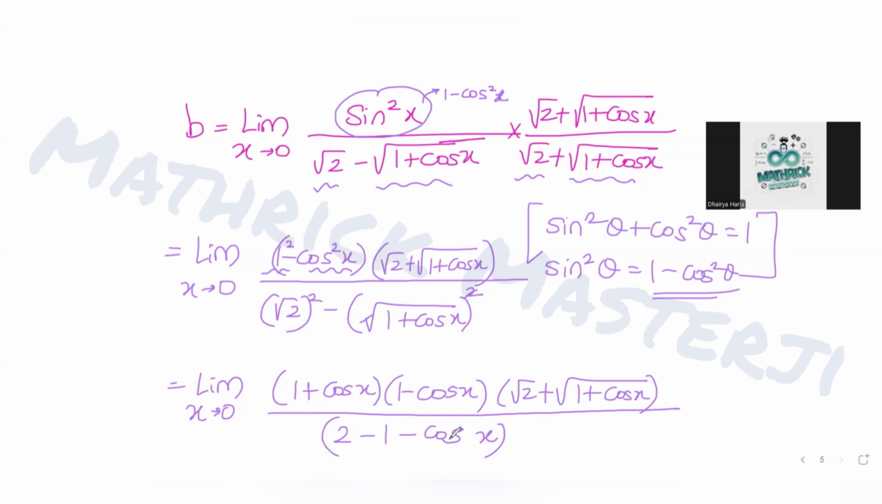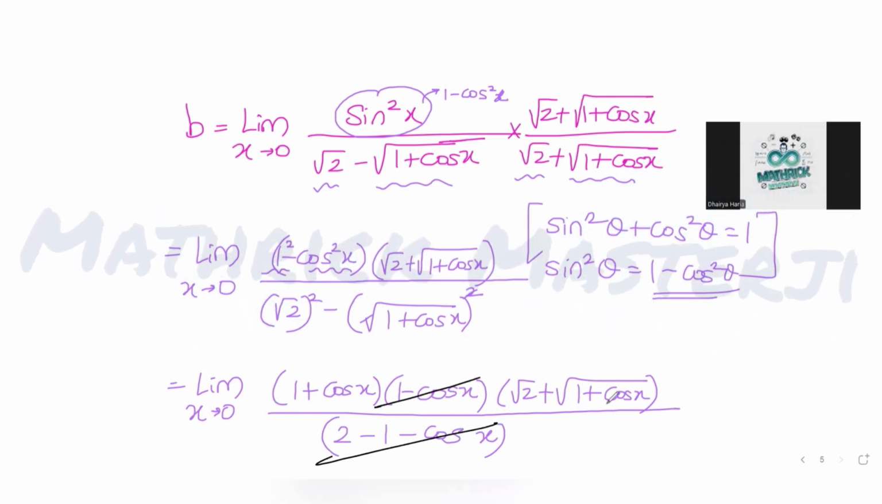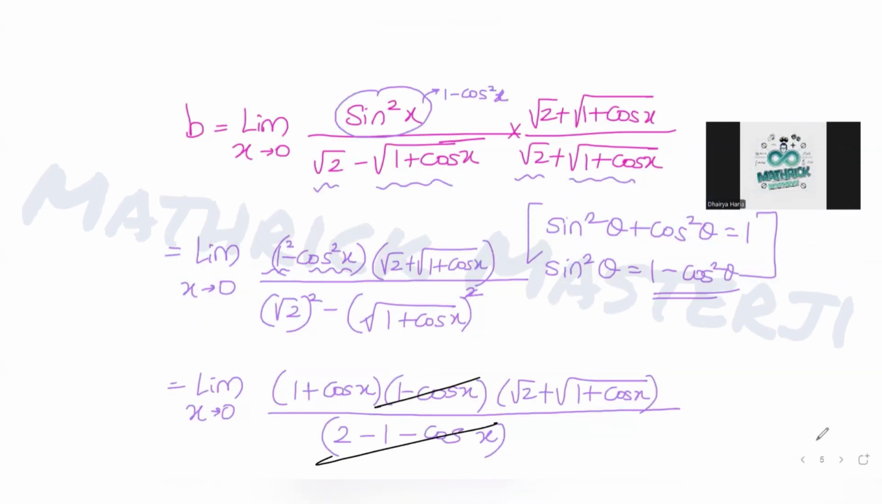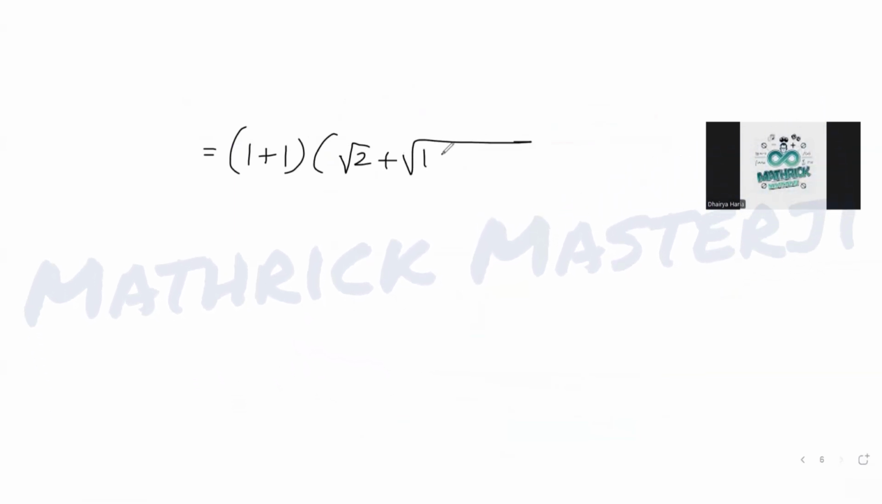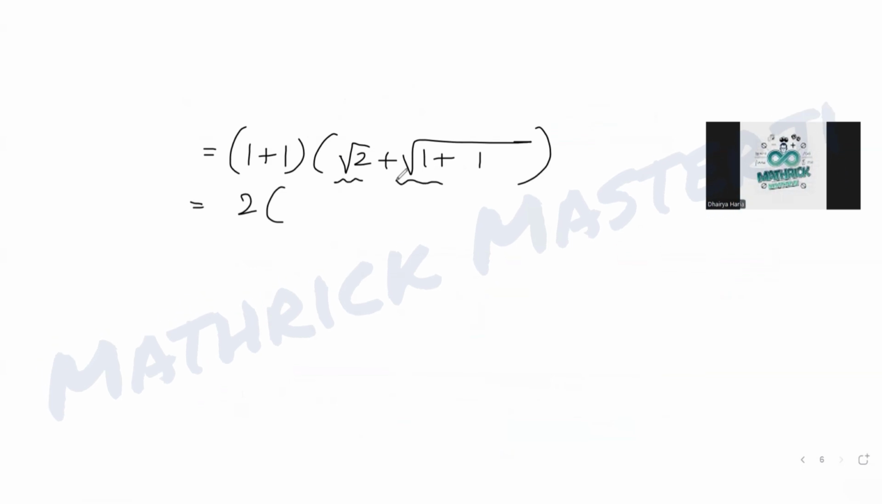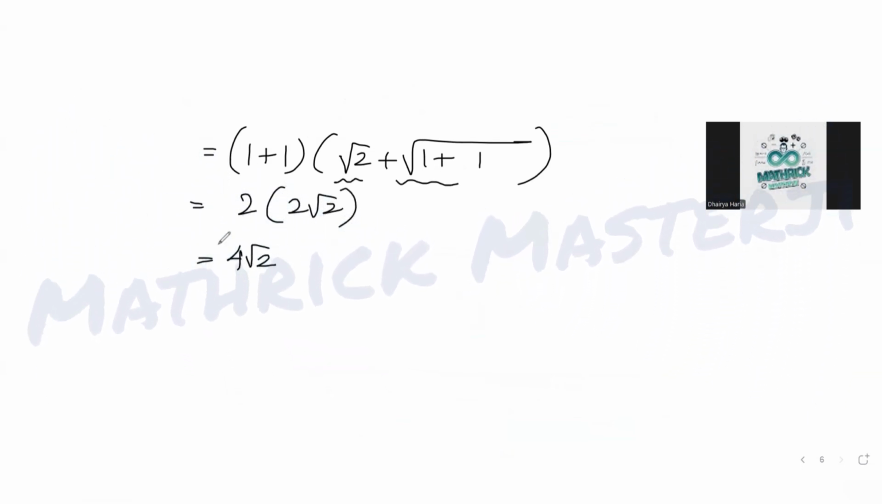2 minus 1 is basically 1. 1 minus cos x, this gets cancelled with this, so I'm just left with this. Now if I put x as 0, I get 1 plus cos 0. Cos 0 is 1, so 1 plus 1, and root 2 plus root of 1 plus cos 0, which is again 1. So from here I get 2, and this becomes root 2 plus root 2, which is 2 root 2. So I get this is 4 root 2.